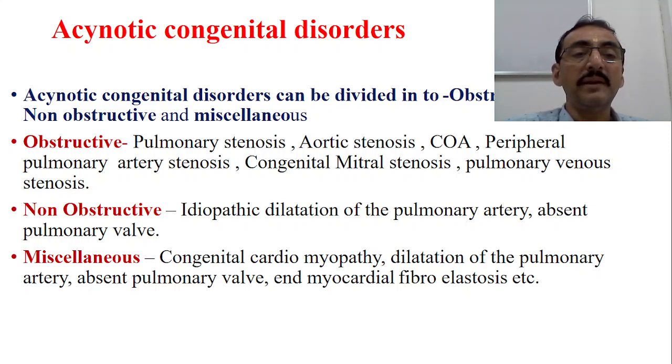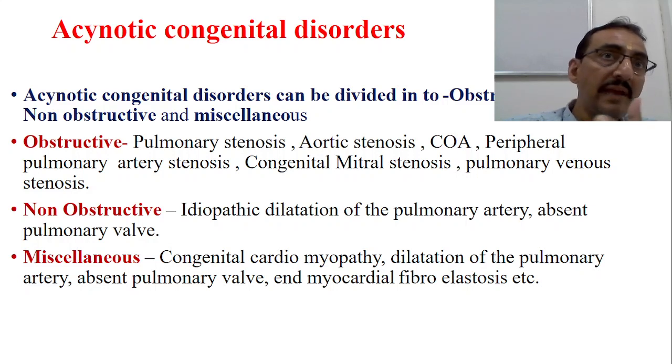Then peripheral pulmonary artery stenosis, congenital mitral stenosis, pulmonary venous stenosis. In everything here there is stenosis, so there is a blockage for the normal flow of the blood. This is one type of lesion, and it leads to a different set of symptoms.